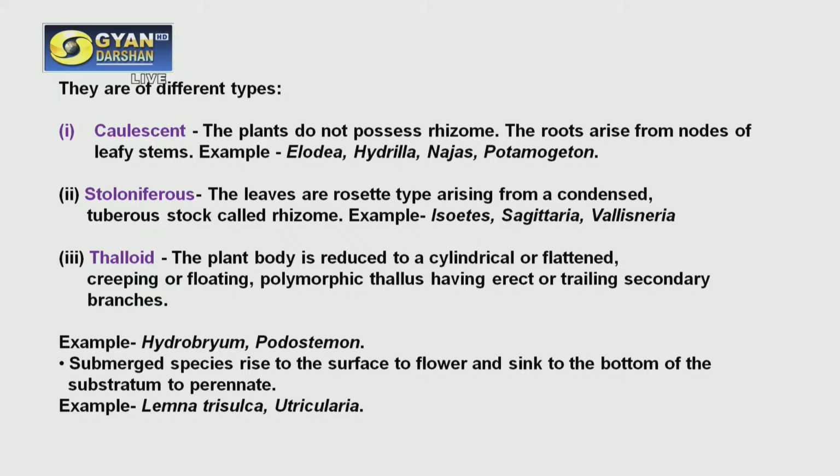And then there are submerged species which rise to the surface to flower and sink to the bottom of the substratum to perennate. That means for flowering, for reproduction, they actually rise to the surface, but the perennating structures are present at the bottom of the water, like Lemna, Utricularia.